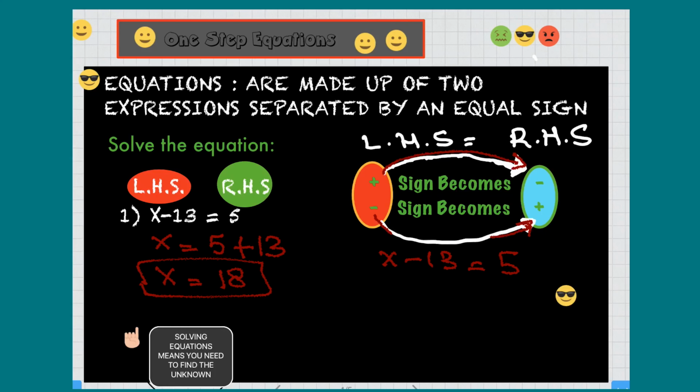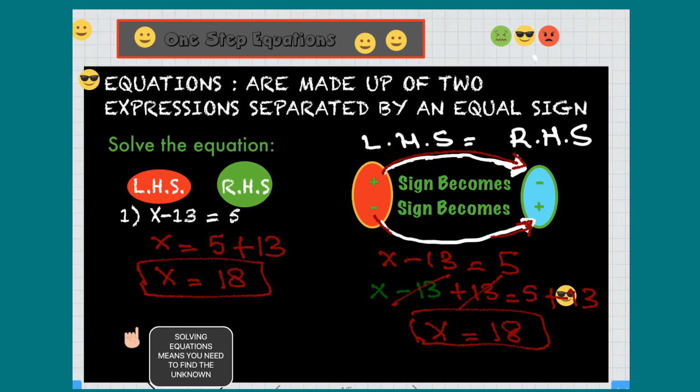The same question you can do with another method which you usually do in school, but I don't recommend it because most students end up making mistakes. In order to solve it, for x minus 13 we add the term plus 13 on both sides. 5 plus 13, and minus 13 plus 13 cancels, so you have x equals 18. That's another method to solve it. It's up to you. For a one-step equation it's okay, you can use that, but when you do multi-step or two-step equations, it's going to get really difficult using this method.